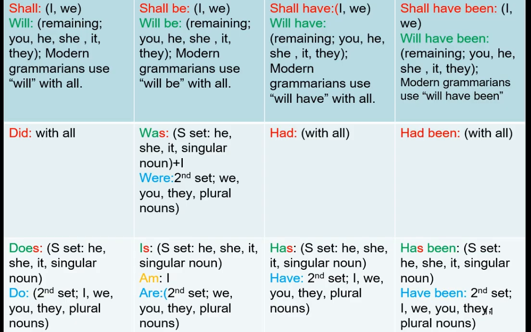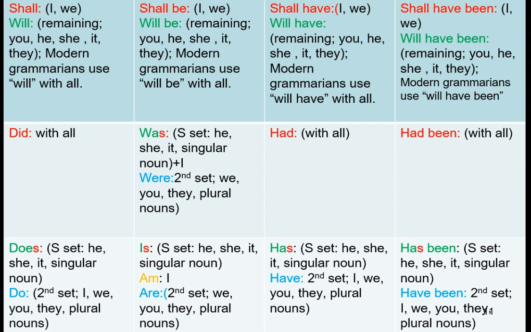Now again come to this chart. Look at a very important feature. Why have I told you S set? Why have I named it S set? Look at does. Does it have S? Is. Does it have S? Has, does it have S? Has been, S is present. Was, S is present. So wherever S is present, S set would be applied.